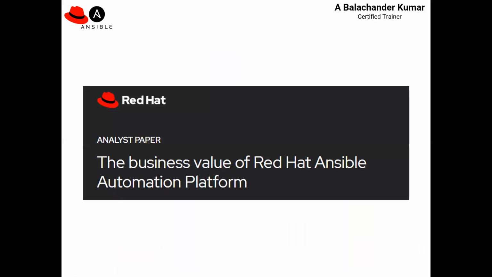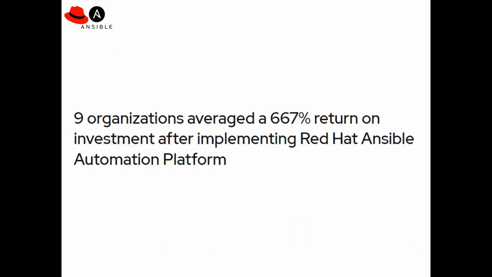So I'm giving you some analysis and statistics here, which has been collected by Red Hat. The business value of Red Hat Ansible Automation Platform: 9 organizations averaged 667% return on investment, ROI, after implementing Ansible Automation Platform. These are reputed, enterprise-level organizations. They have deployed Ansible, and whatever they have invested, their return is 667%. See, who will give you this much return?